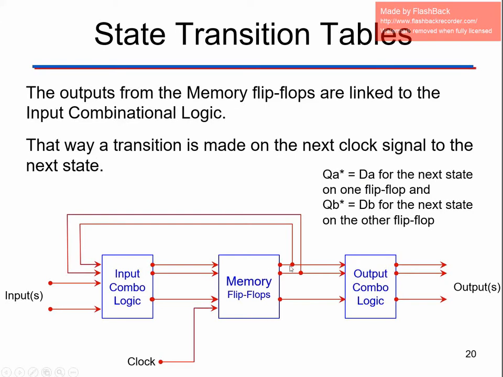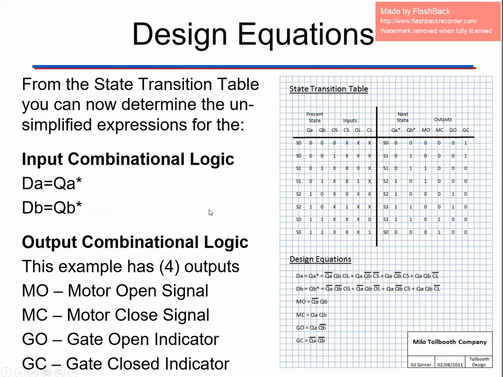So here's where we have our memory outputs, flipping to our input logic. That way we get that flip to the next state. If this isn't here, there's no movement to the next state based on the clock hitting here. So then we have our input combinational logic. DA equals Q, DB equals DQ. Examples of 4 outputs: motor open, motor closed, gate open, gate closed. And then this tells us what has to happen for those to occur.